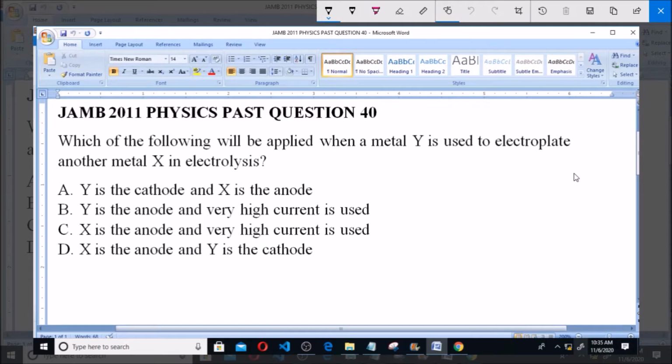Which of the following will be applied when a metal Y is used to electroplate another metal X in electrolysis? A. Y is the cathode and X is the anode. B. Y is the anode and very high current is used. C. X is the anode and very high current is used. D. X is the anode and Y is the cathode.